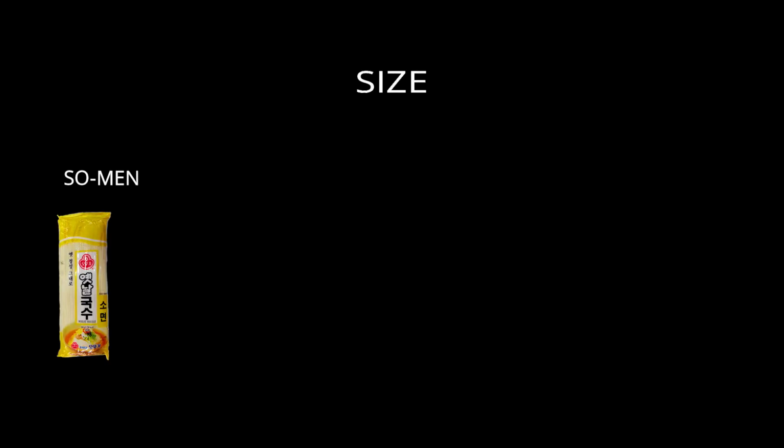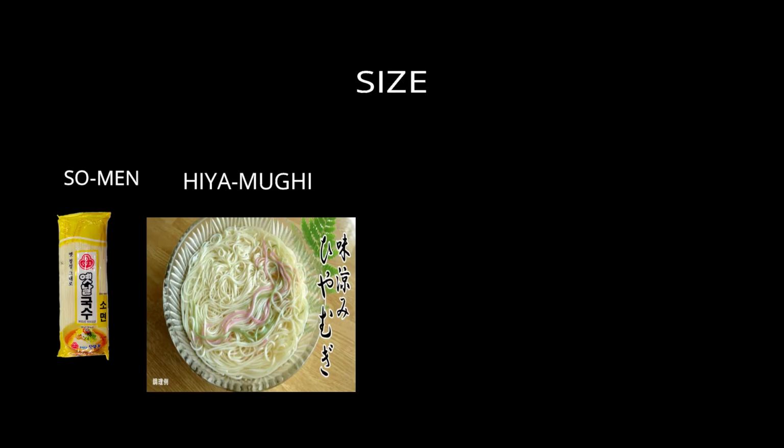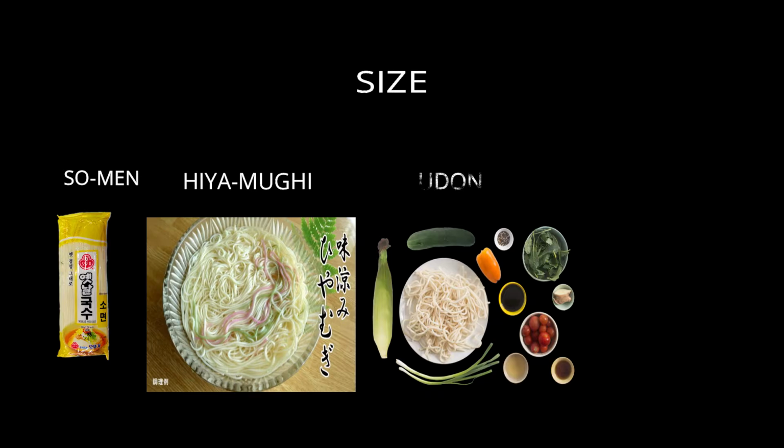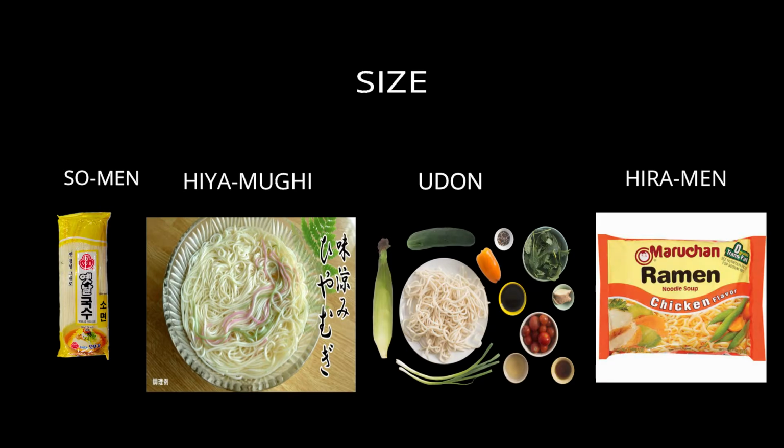The third classification of noodle is by the size of the noodle. The first one is somen. The size range is between 0.7 to 1.2 mm. The second one is hiyamugi. The size range is 1.3 to 1.7 mm. The third one is udon. The size range is 1.9 to 3.8 mm. The last one is hiramen. The size range of the noodle is from 5 to 6 mm.